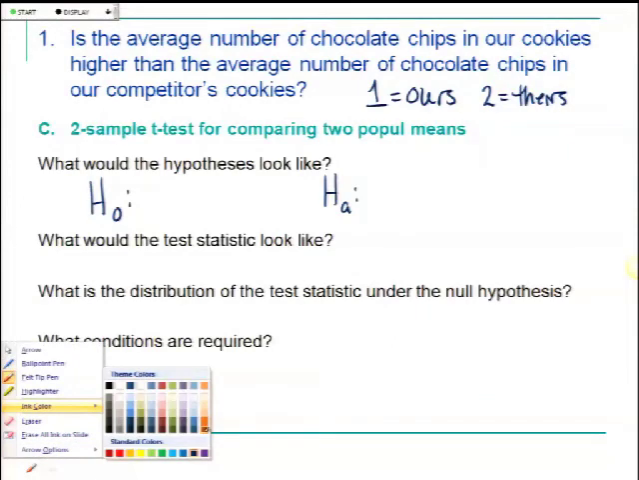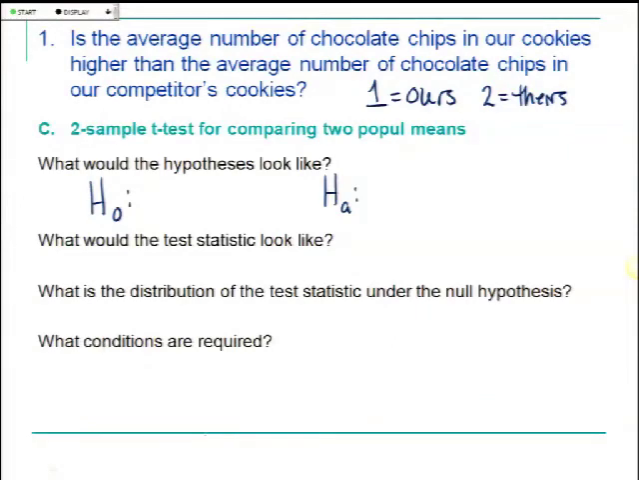It's a 2-sample t-test, 2 independent sample t-tests. That's what we just finished doing today, right? So there would be a separate mu1 being equal to mu2. And how would you write out the alternative? They want to know if the average number of chocolate chips in ours is greater, higher.